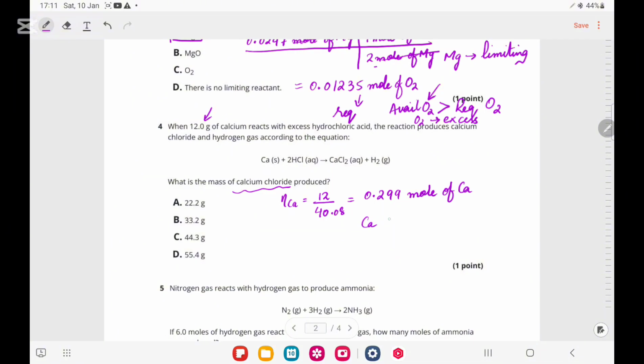So I have to find the mass of calcium chloride. For that purpose I need the moles of calcium chloride. So first I'm going to choose it from the equation, 1:1, and if this is going to be 0.299, this is going to be x, and x also comes out to be 0.299.